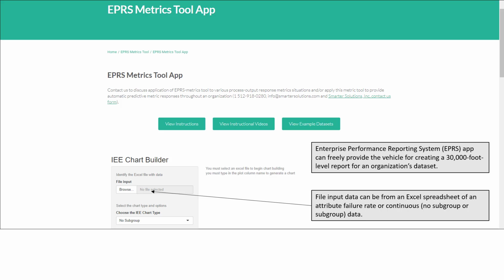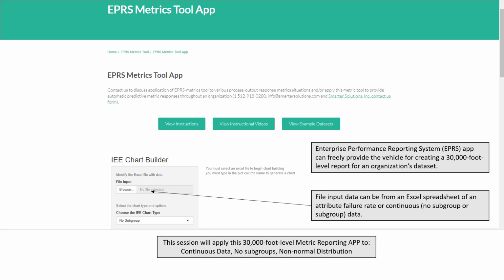File input data can be from an Excel spreadsheet of an attribute, failure rate, or continuous, no subgroup or subgroup data. This session will apply this 30,000 foot level metric reporting app to continuous data, no subgroups, non-normal distribution.